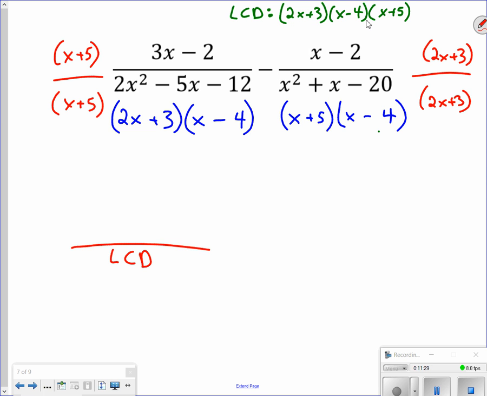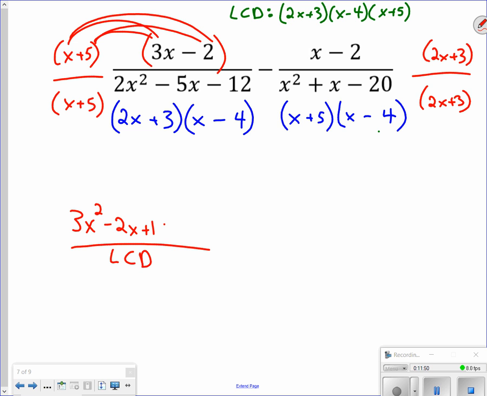So you might have heard of this called FOIL, or it's just distributing two binomials to each other, right? So, boom, boom. First, outside, inside, last. All right, so we get 3x squared minus 2x plus 15x and minus 10. Lots going on. Let's do it again.